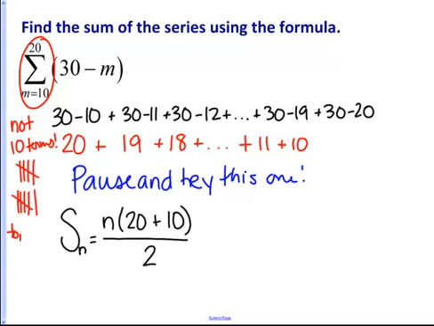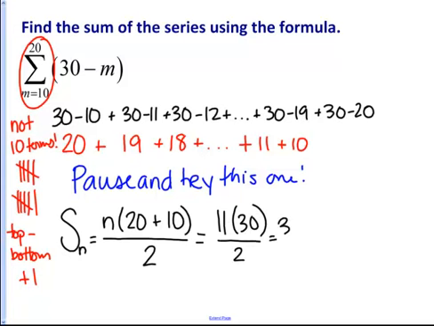So that means there are 11 terms of the series we're adding up, and the way to find that is always to do the number on the top of the sigma minus the number on the bottom plus 1. 20 minus 10 plus 1 is 11 terms that we're adding up. So that must be 11 times 30 divided by 2, which gives us that we are adding up 330 divided by 2, which is 165.